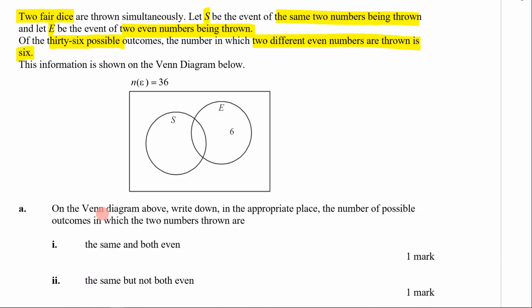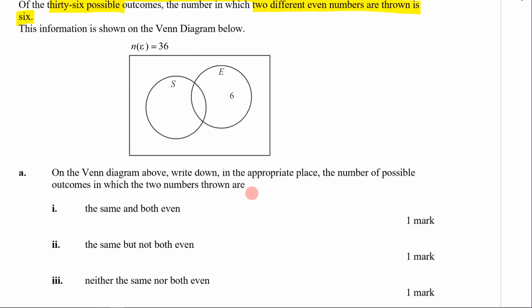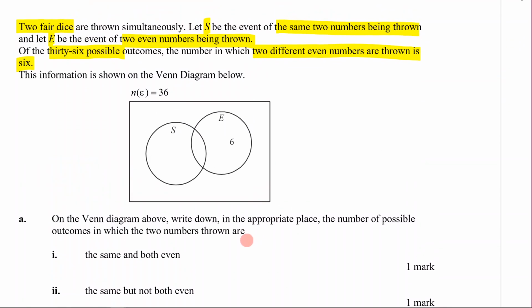Part A, on the Venn diagram above, write in the appropriate place the number of possible outcomes in which the two numbers are, then it gives us a whole bunch of things that we need to consider. The same, okay. The first thing that I want to do is draw myself a table just to get my bearings a bit. So I'm throwing two fair dice. So that means I have 1, 2, 3, 4, 5, 6, 1, 2, 3, 4, 5, 6.